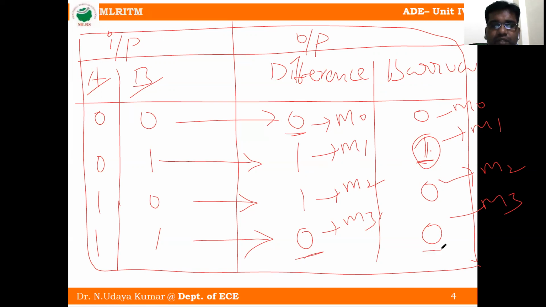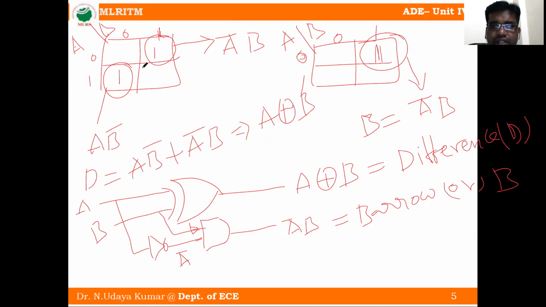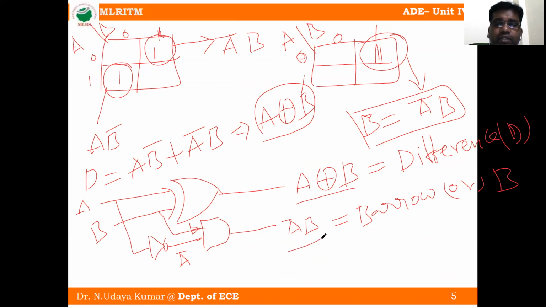So we are implementing the expressions. It is a two variable map, meaning we need a two variable K map for implementing the difference equation and the borrow equation. So finally we will get for borrow A bar B, and for difference A XOR B. By using these expressions, we implement combinational logic circuits using basic logic gates. So A XOR B is the difference and A bar B is the borrow. This is called a half subtractor. Okay, now we will see the full subtractor.